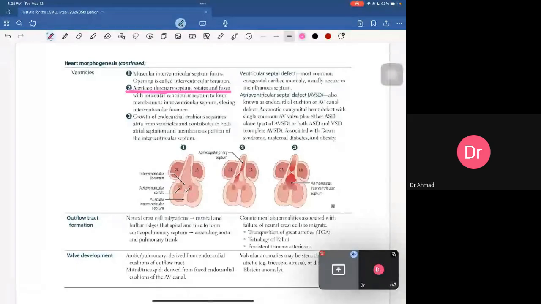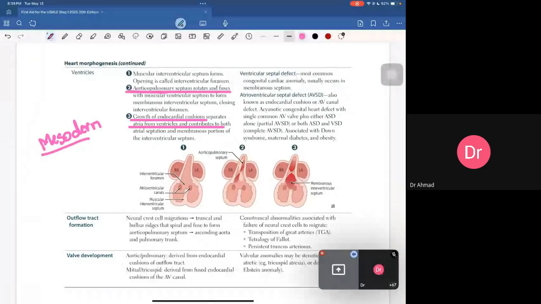Now, how does the ventricle separate from the atria? So, in order to separate the ventricles from the atria, endocardial cushions will grow. And what are endocardial cushions? Endocardial cushions are things which come from the mesoderm. Right? We'll go into the detail about mesoderm later, but they come from the mesoderm and they separate the atria from the ventricles, right? And they will form two things. One, they will lead to the formation of atrial septation and the membranous portion of the interventricular septum.